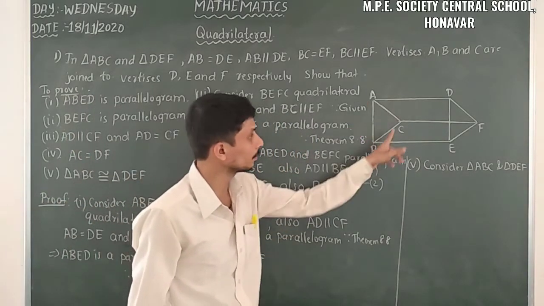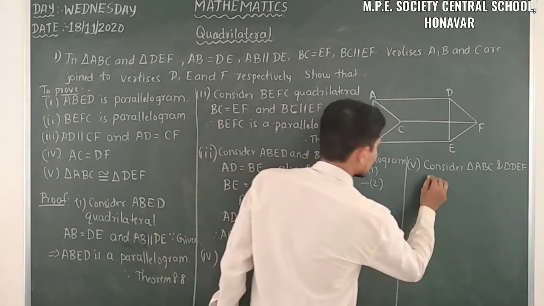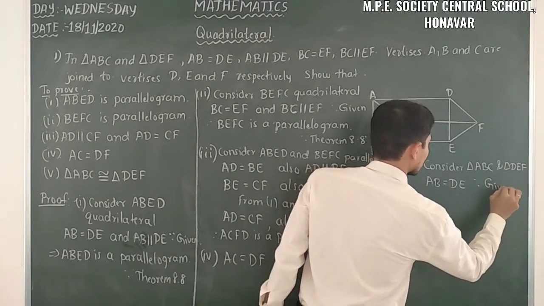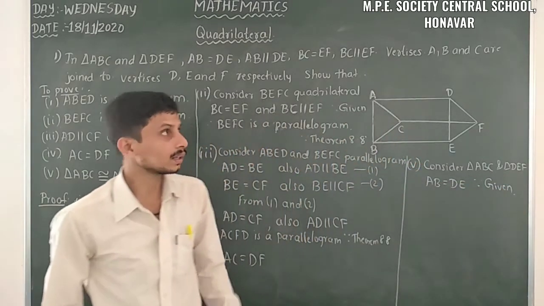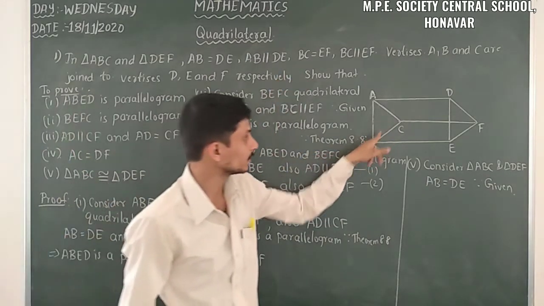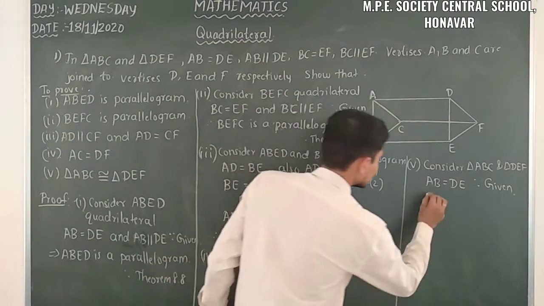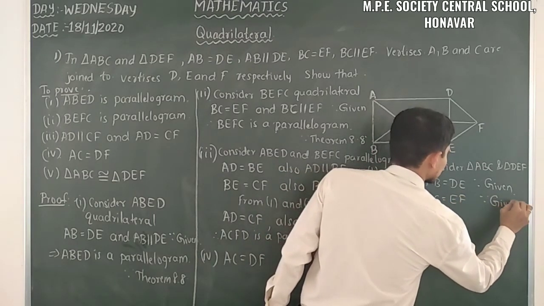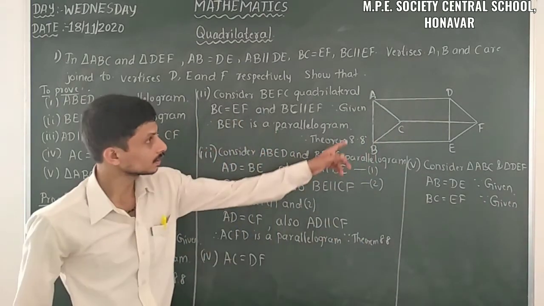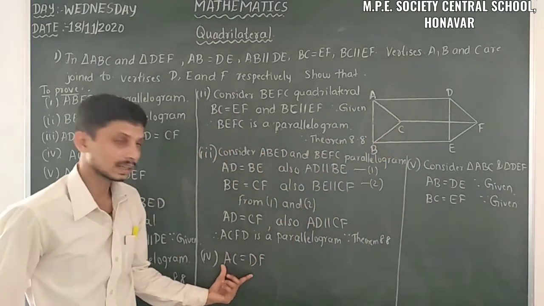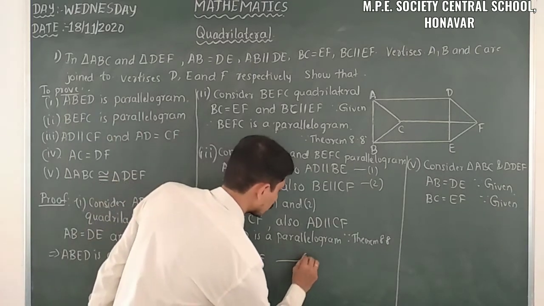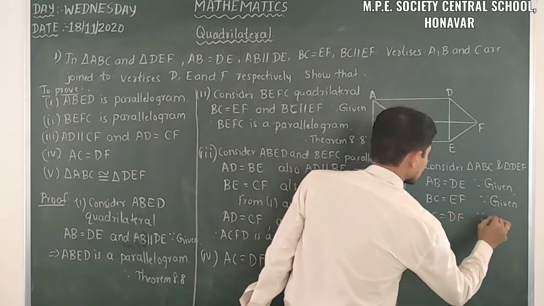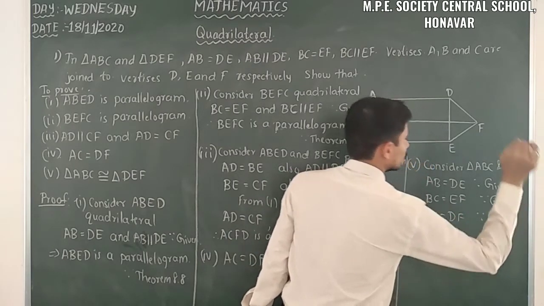Here already we have AB is equal to DE. It is given AB is equal to DE. Then another equality, it is given BC is equal to EF. That is BC is equal to EF, also it is given. Then also another thing, that is AC is equal to DF. It is proved. I will take this as equation number 3, that is AC is equal to DF, because of equation number 3.